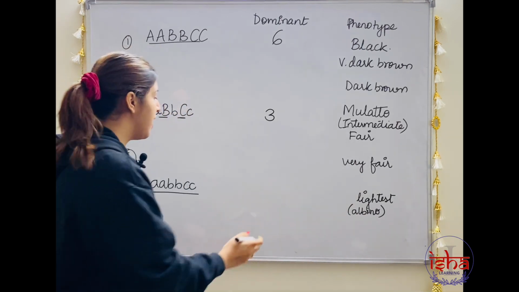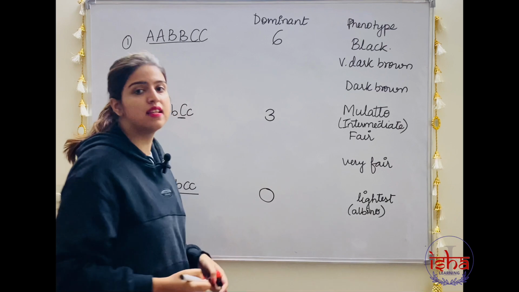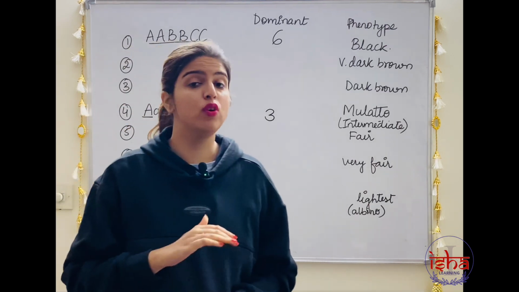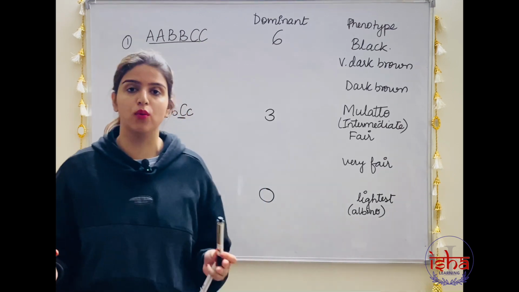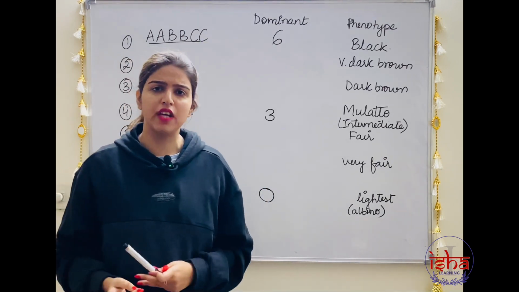Why? Because I have 0 dominant alleles. In this case, I am going to have no melanin production. As a result, the skin color is going to be albino. It is going to be very, very fair.